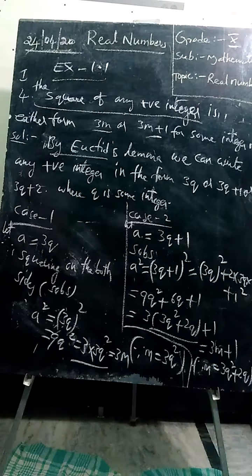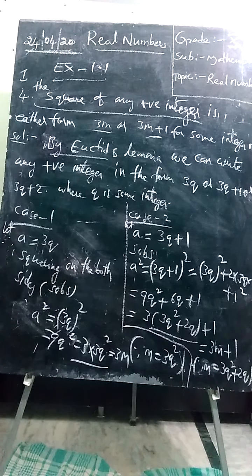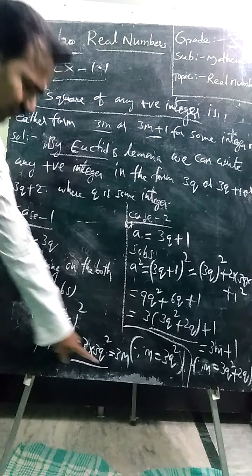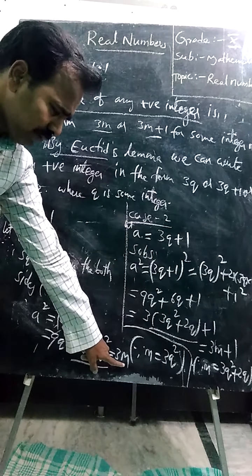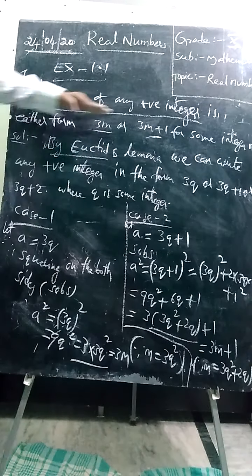See students here, first form: let us take a equal to 3q, squaring on both sides. So we got a square equal to 3q whole square. Then we have 9q square. 9q square we can write as 3 into 3q square. Let us take m as some integer. m we can take as 3q square. We got 3m, which is the first form.